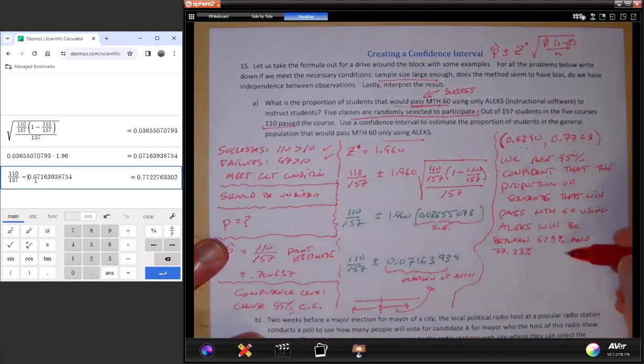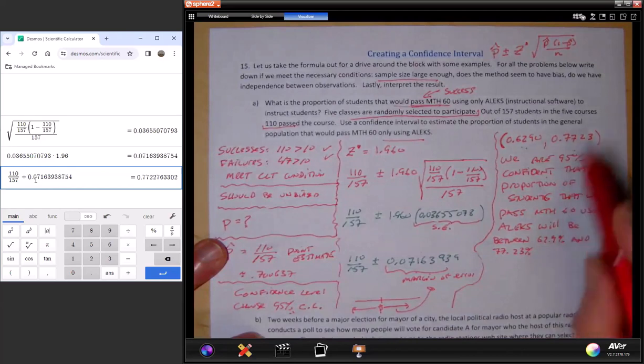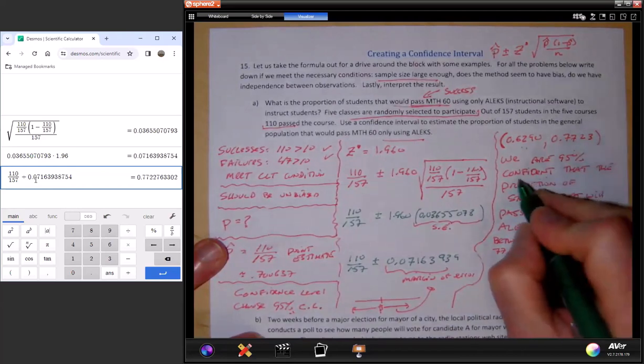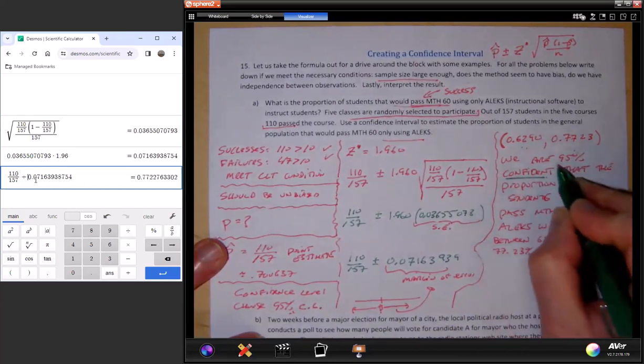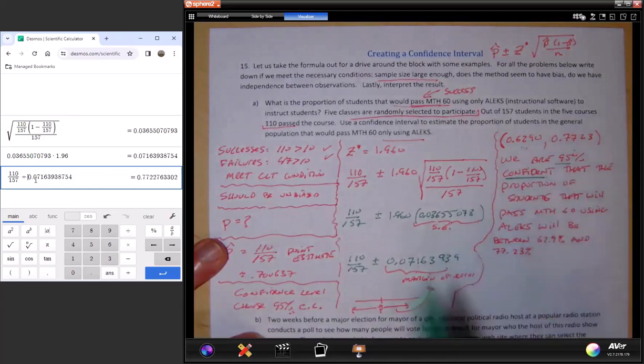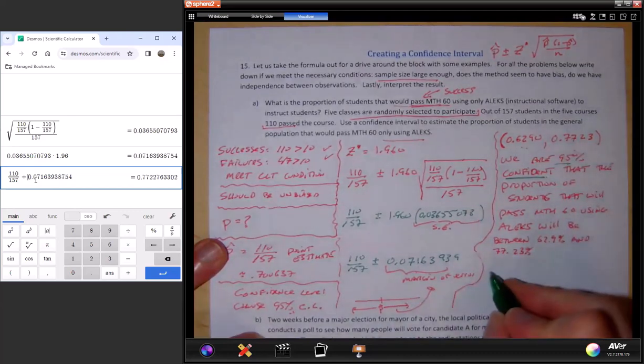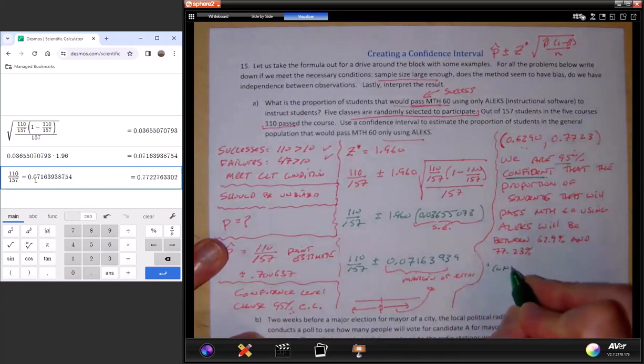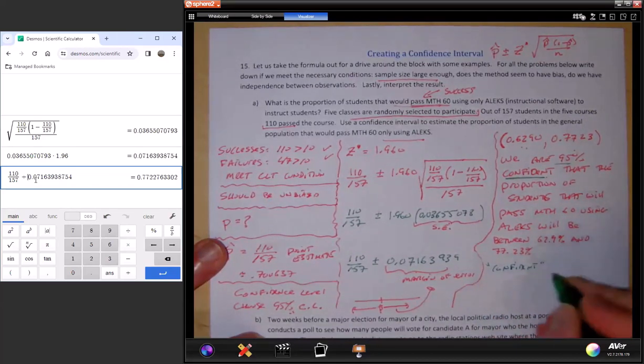That is the meaning of this interval. And what was the magic word that I was mentioning earlier? It's confident. We are 95% confident. The word confident is some kind of keyword that implies personal probability.